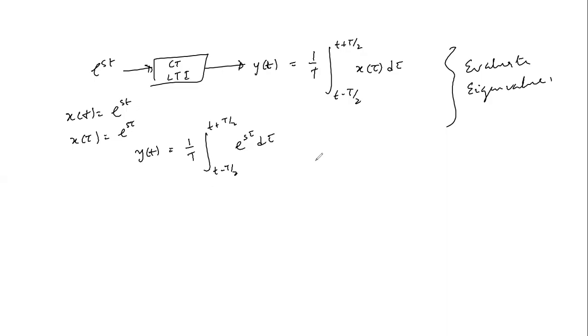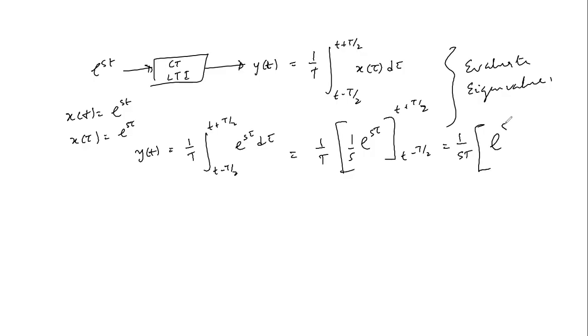Once we integrate this, this is going to give us 1 over T, that's 1 over s. Once we integrate that, e^(s tau) from t minus T over 2 to t plus T over 2, where 1 over s is a constant, so we'll bring it out. That's 1 over sT, e^(s tau), from t minus T over 2 to t plus T over 2.